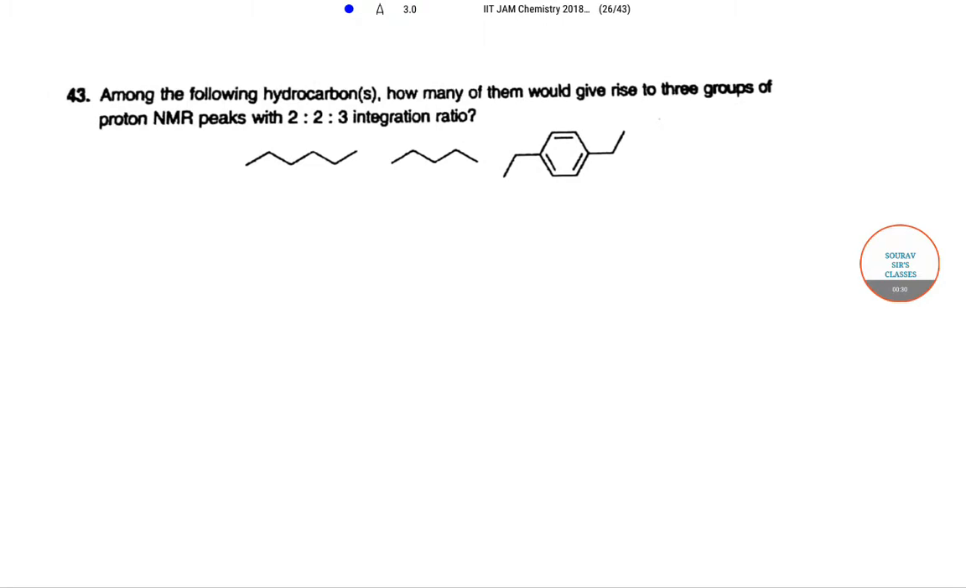Among the following hydrocarbon or hydrocarbons, how many of them would give rise to three groups of proton NMR peaks with 2:2:3 integration ratio? So this we will call structure 1, this is 2 and this is 3. So moving with 1 first, we have this structure.